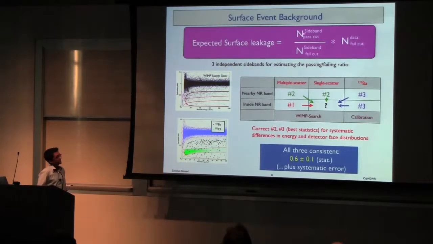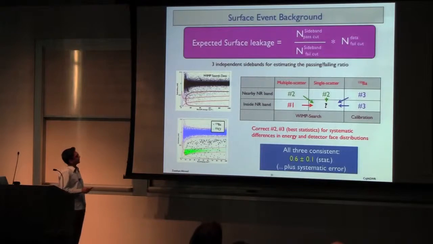So now we can estimate this pass-fail ratio for our timing or surface event cut in 3 different ways. In the WIMP search data, here's a nuclear recoil band, and this is a cartoon, so don't worry about not being able to resolve what's going on over here, but you see the nuclear recoil band over here. In the nuclear recoil bands, the singles are blinded, but the multiples are available to us to do some kind of estimation of this cut performance.